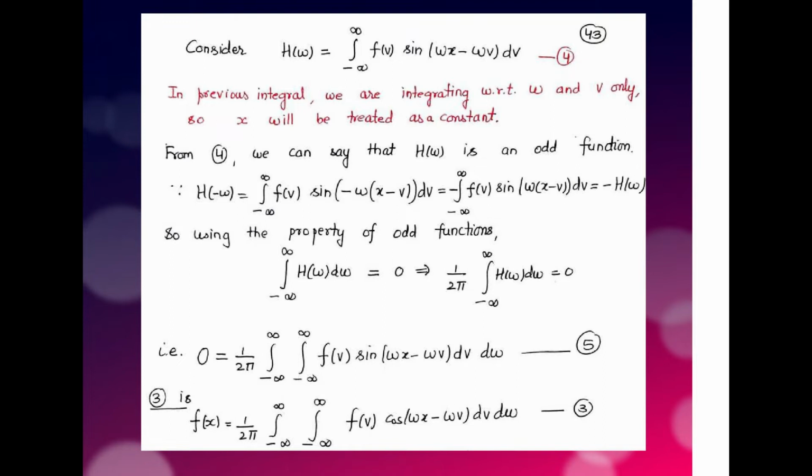Now I'm rewriting equation number 3, that is the Fourier integral of function f of x. So f of x is equal to 1 upon 2 pi, double integral from minus infinity to plus infinity of f of v cos of (wx minus wv) dv dw. That is the third equation, right? Now we multiply equation number 5 by iota on both sides and then add to equation number 3.